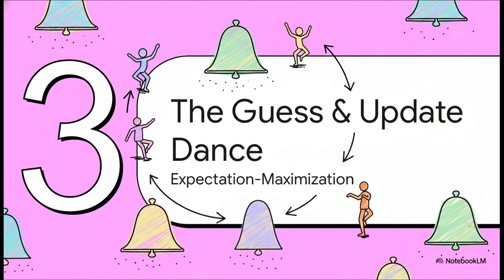Okay, so that's the what. But what about the how? How does the model figure out the perfect size, shape, and location for each of those bell curves? Well, it uses this really clever process called the expectation maximization algorithm. But honestly, I think it's way easier to think of it as a guess and update dance, a little two-step that gets smarter every single time it runs.